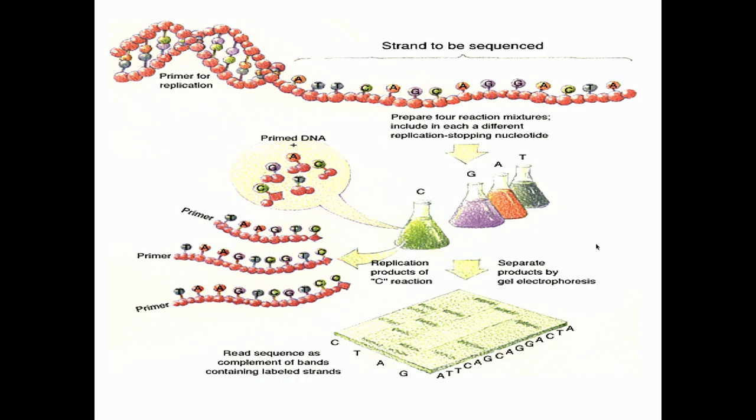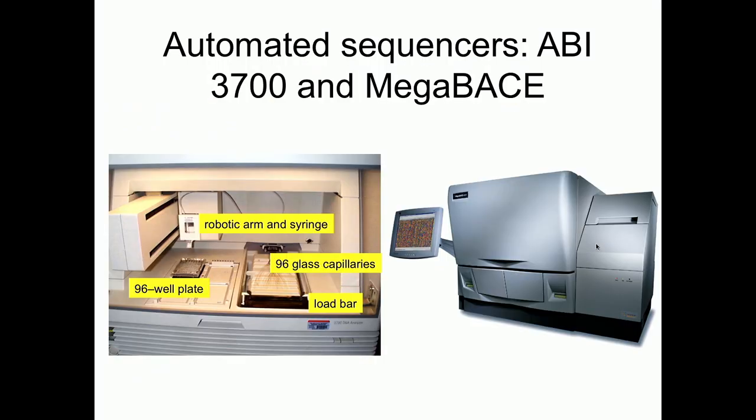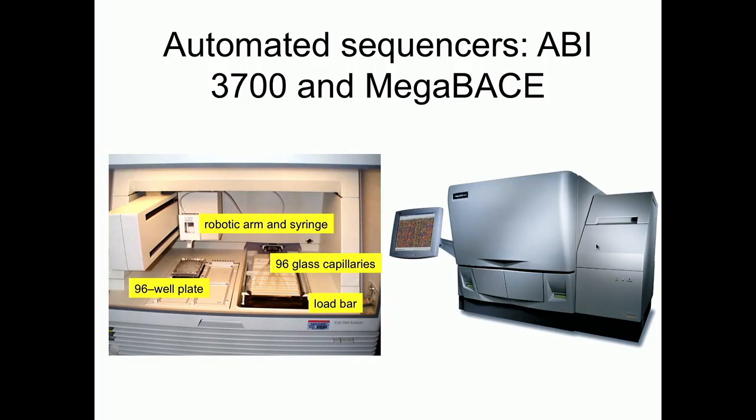And again, this is just a diagram of how this is done. We set up these reactions, and initially we ran them out on these gels, which separate the DNA based on size, and the machinery looked like this. These are two of the earlier ones, the ABI and the MegaBACE. This one says 96. I think the one on the right there does 384 sequences at a time.